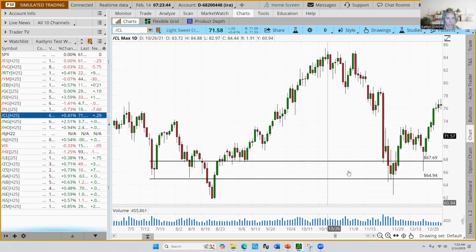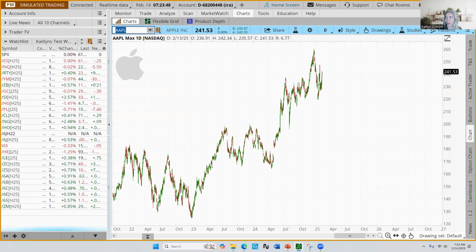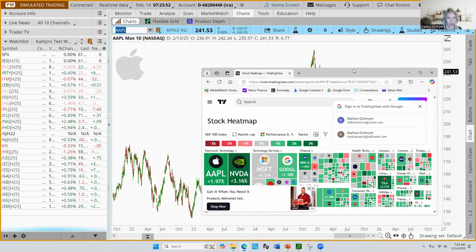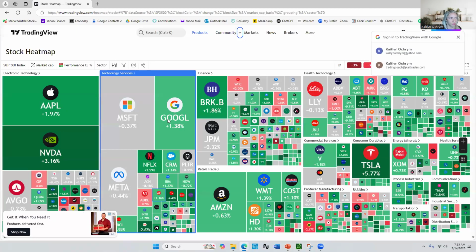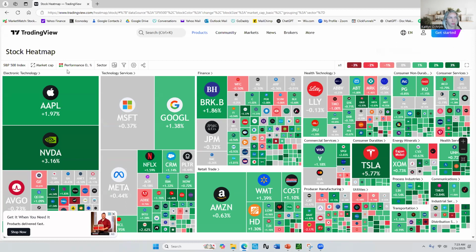So if we come over to, let's go back to Apple and say we bring up our actual heat map. Do any of you use a heat map like this when you're trading? This is on TradingView, but if you just Google heat map stocks, it'll bring up something like this. Anyone use the heat map or know what it is?